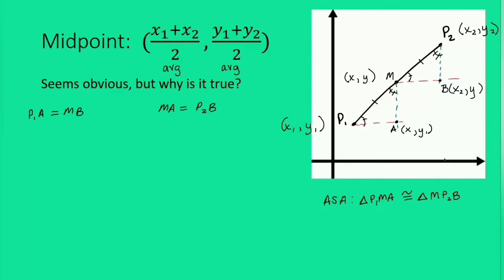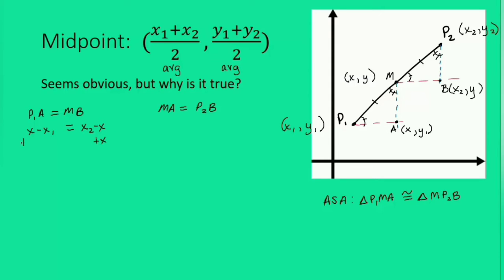All right, now I think all our coordinates are labeled, and we can start writing some equations here. The distance from P1 to A would be x minus x1, since they're arranged in a horizontal line. And the distance from M to B would be x2 minus x. Now let's solve for x, since that's the coordinate of the midpoint.